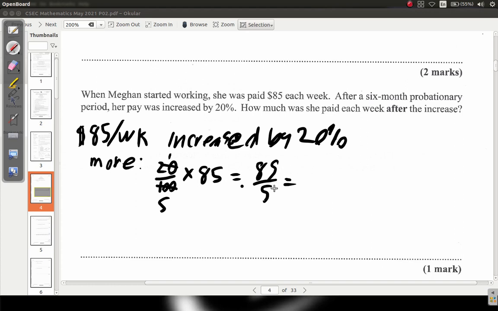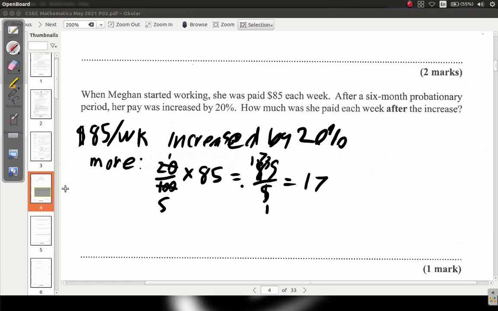We're going to see if we can do this without the calculator now. 5 into 8, how much? 5 you have in 8, 1. Remainder 3. 5 into 35, 7. So $17 more. She'll get $17 more. You see?